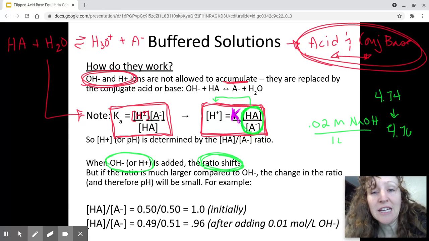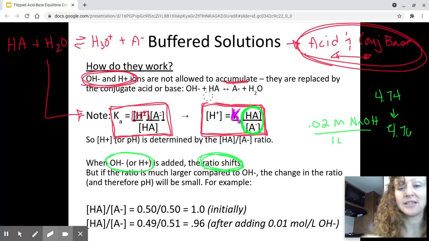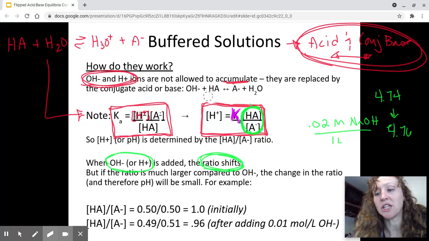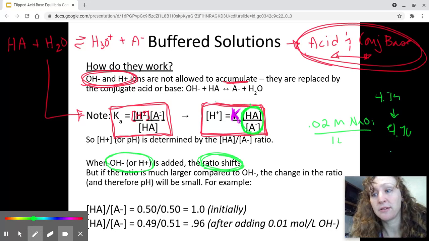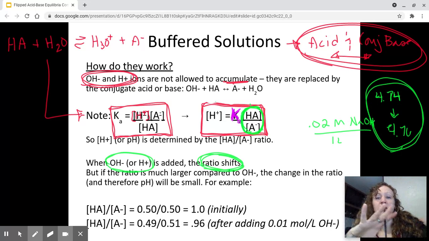shifted. So this is kind of a third thing that we can see as this ratio shifts in a buffer. The pH will change, but it will change in a small way, right? Versus if we just added the sodium hydroxide directly to the water, there would be no shifting of acid to conjugate base, right? And our pH would change dramatically.